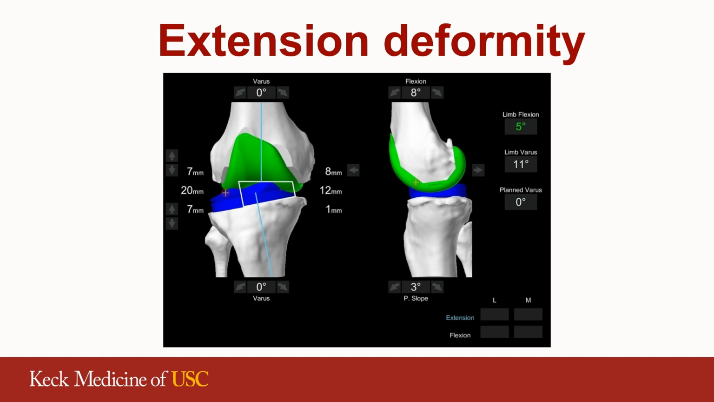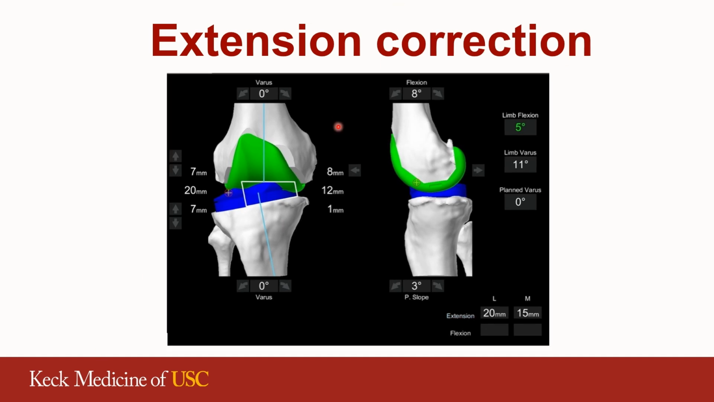Then apply a corrective force on the knee. And we can see when we apply a valgus force, this deformity didn't correct. It started out as 20 on the lateral, 12 on the medial, and it did not open up. So this is a fixed deformity.